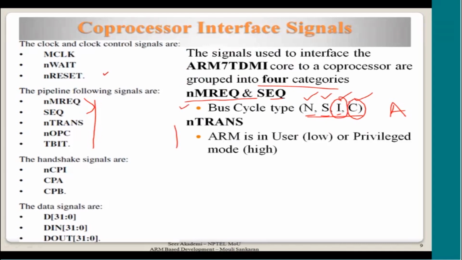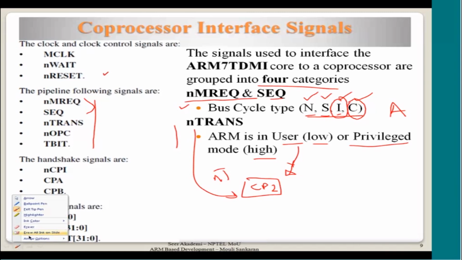Okay, and then what is this? This we will talk about later. But at least know that this signal indicates that if it is low, it is a user mode, otherwise it is a privileged mode. So a coprocessor may be programmed to execute some instruction only when the ARM is in a privileged mode. It may ignore the instruction if it is given by the user mode. There is a possibility you can build a system like that. In that case, the CP2 has a signal; if it is not in privilege mode, it may ignore the instruction.